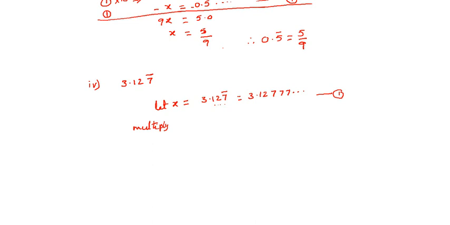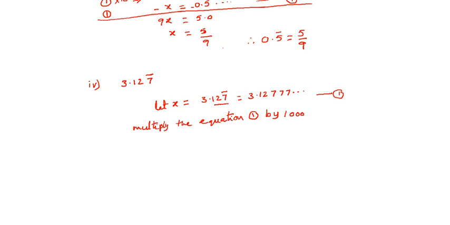Multiply the equation 1 by 1000. Why 1000 have we taken? You may observe here, after the decimal point, for our recurring part, there are 3 digits. Hence, we take 1000.